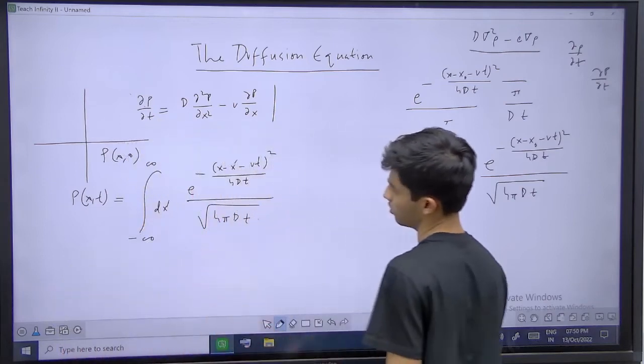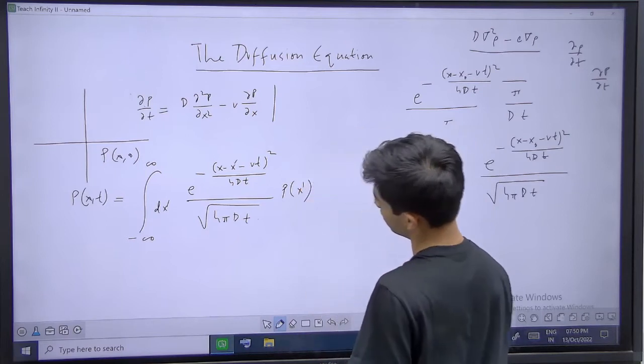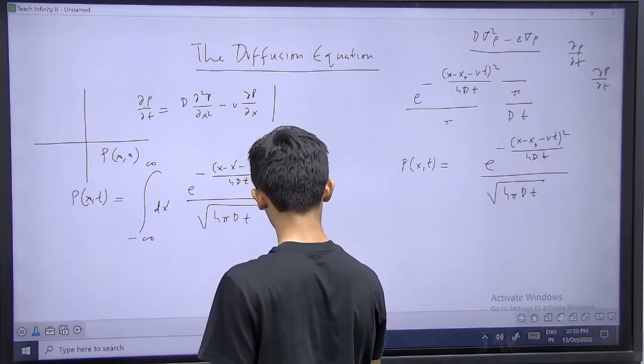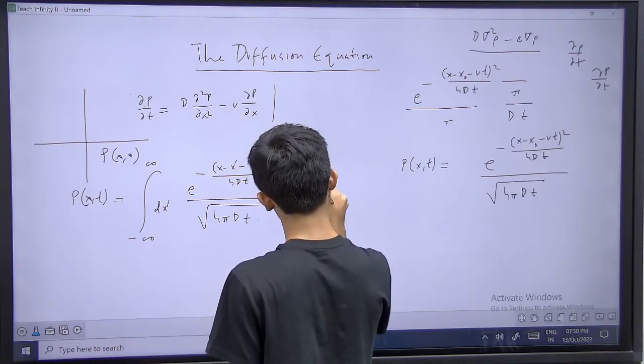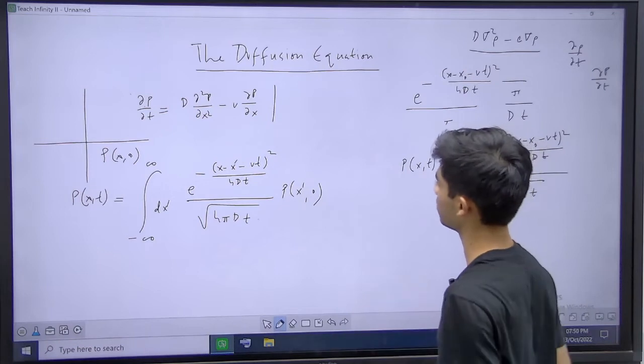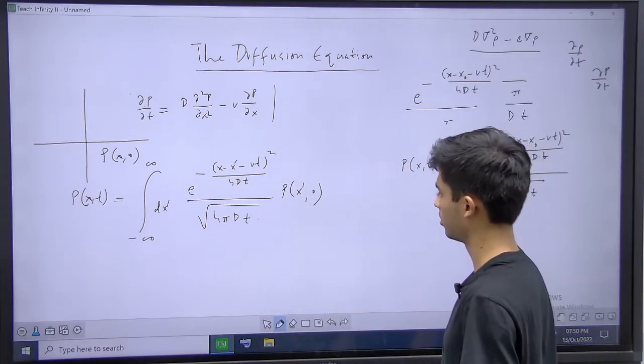And so you have the times p of x, sorry, p of x comma 0. Right? So that's the most general solution for the one-dimensional problem.